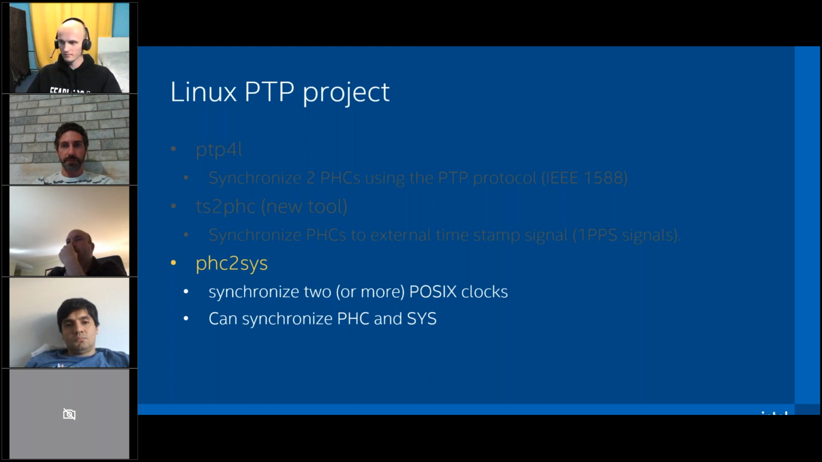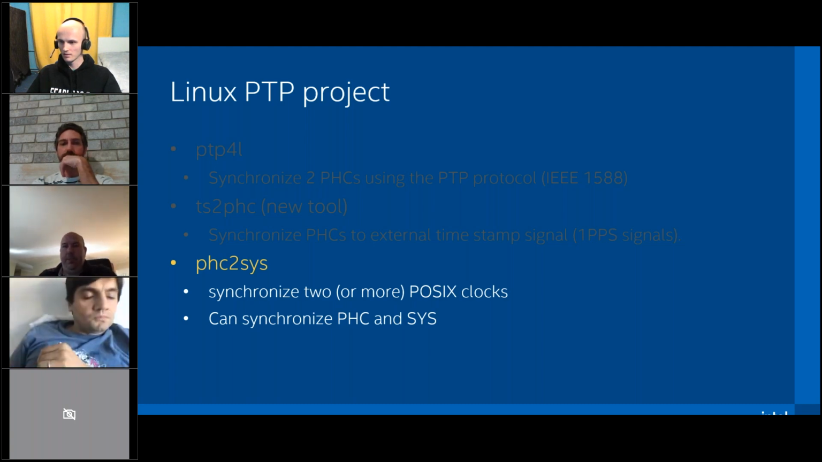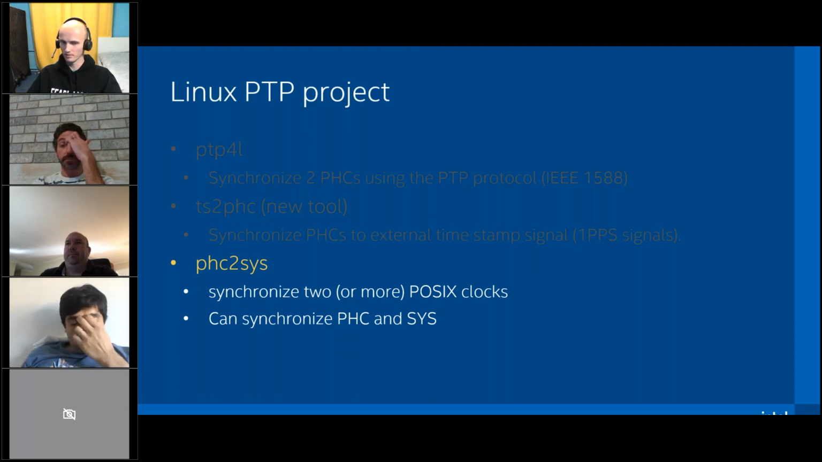Wait, so earlier you said that the external timestamping cannot be disciplined by a software servo. This tool is actually a software servo. So do you support external timestamping? But you mean the PHC clock? No, the PPS in. I mean, the TS2PHC allows you to take a PPS in and discipline your PHC with that. Yes, that's true. So the Intel NIC supports that? Yes. Okay. So you do allow a software servo to be disciplined by that.